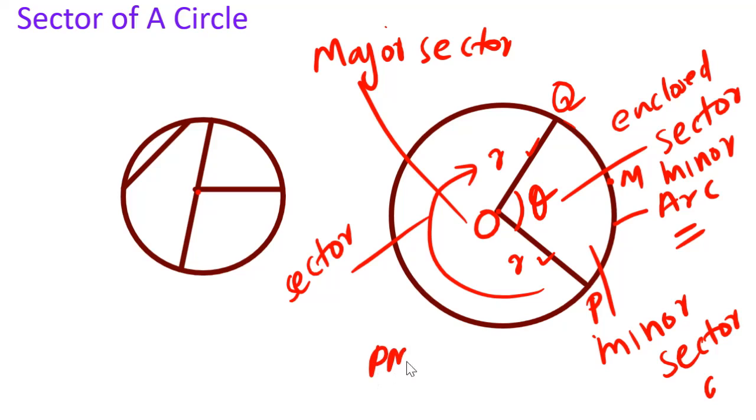PMQ represents a minor sector, where O is the center. I represent it like this. On the other hand, if I put a point over here and mark it as B, I will say PBQ with center O is representing a major sector. This is what is naming of a sector.